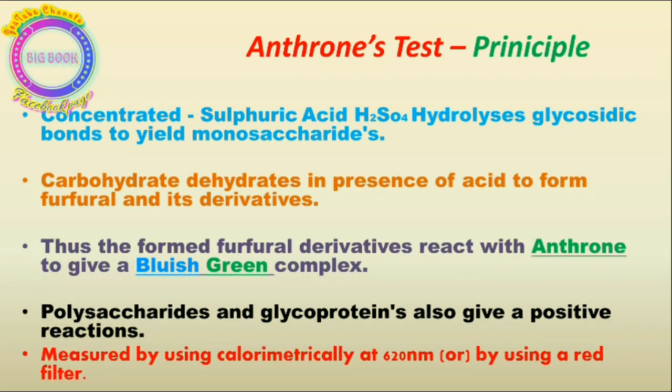So not only monosaccharides, even polysaccharides and glycoproteins give the reaction with anthrone. The only difference between the qualitative and quantitative principle is that in the qualitative method of identifying the compound, we are not going to measure the concentration of the compound present in the sample, but in the quantitative method we are going to see the concentration of the compound within the given sample, measured colorimetrically at 620 nanometer.